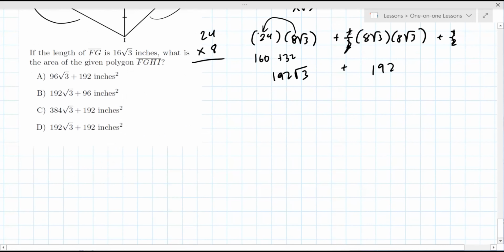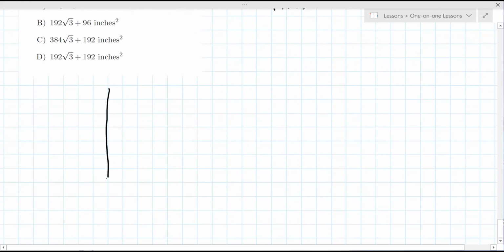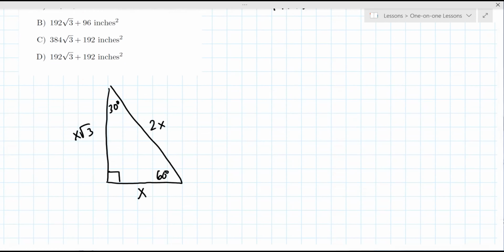Okay, let's do a little bit on 30-60-90 triangles to close out here, because this is such an important thing. This is x, opposite 30 degrees. This is 2x, and this is 60 degrees, x square root 3. What I'm hoping you will see is this relationship: the hypotenuse is double the short leg, and the long leg is square root of 3 times the short leg.